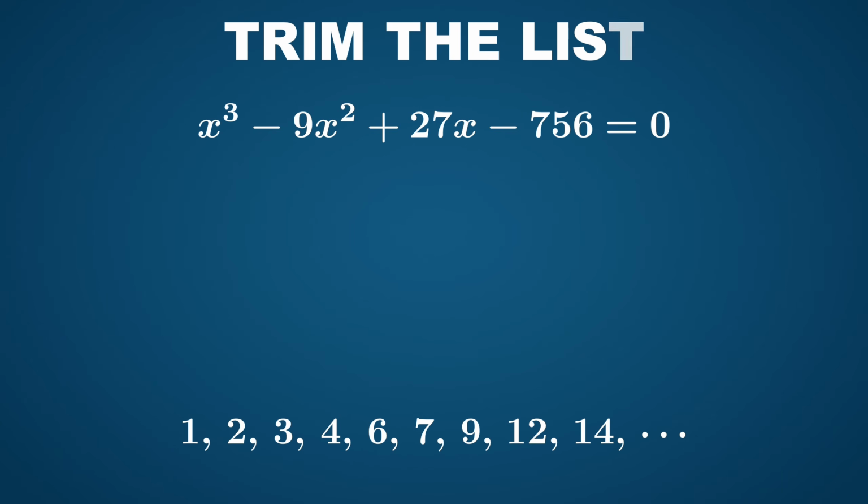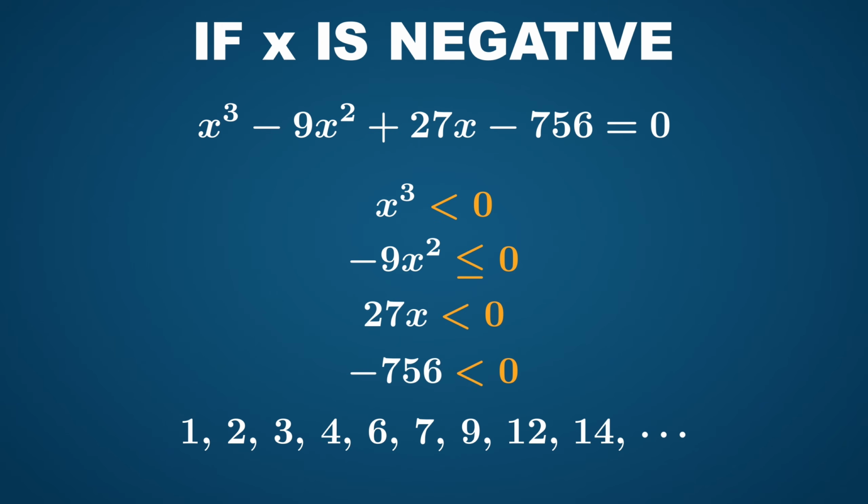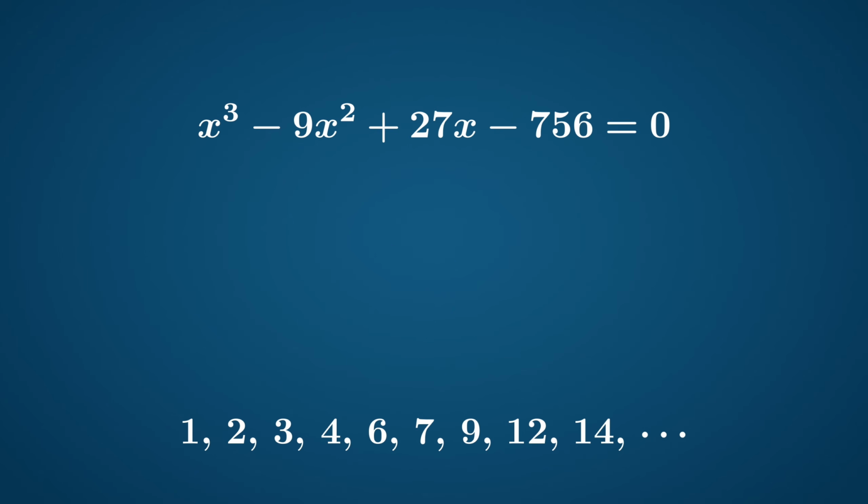One observation trims that list before any testing starts. If x were negative, the term x cubed would be negative. The term negative 9x squared can never be positive either. With x negative, 27x is negative, and so is negative 756. Adding four negative quantities can never produce 0. So no negative number can possibly solve this cubic. Only the positive divisors need to be tested at all.